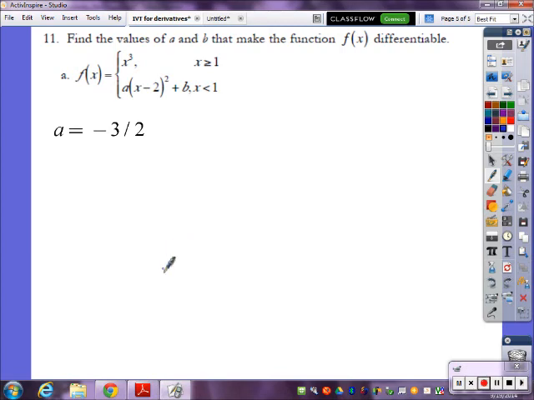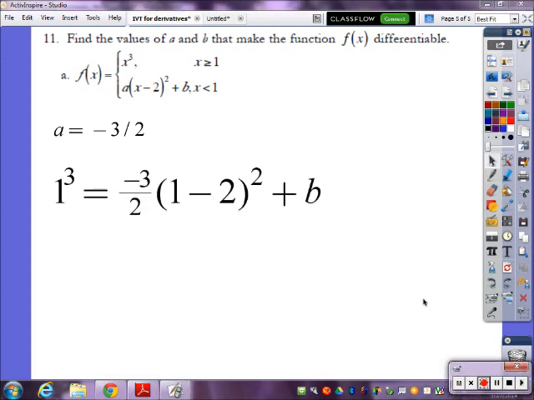Well, remember, if it's differentiable, it has to be continuous. So that means I can use this negative 3 halves now in for a, and use the fact that these two pieces have to meet at the same y value to solve for b. So if I plug 1 in for x and -3/2 for a and set these two pieces equal to each other, that will allow me to solve for b. So that's what I'm going to do. So it would look like this.